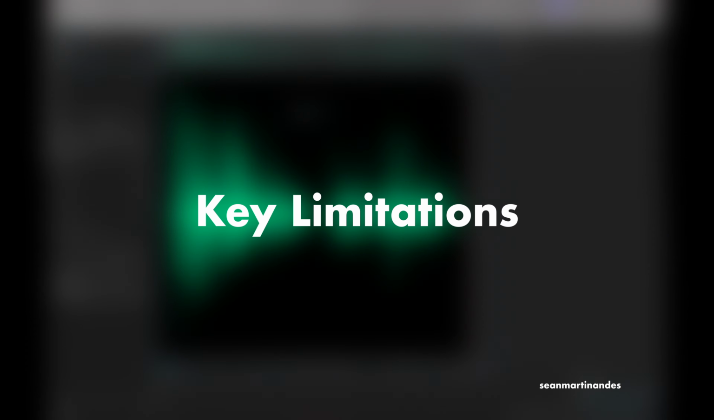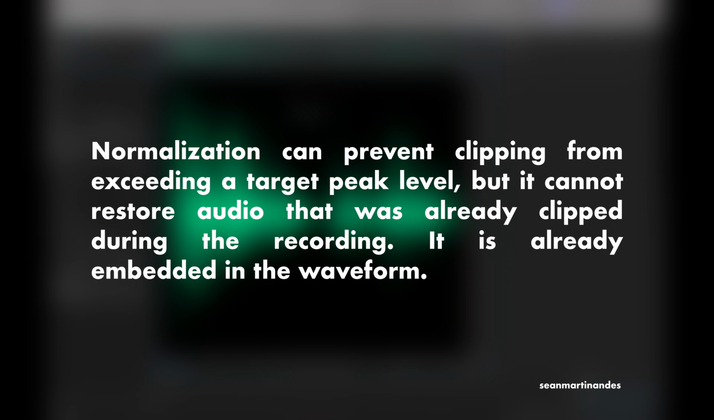Key limitations. While normalization can prevent clipping, normalization cannot repair distortion that already occurred. For example, a microphone clips during recording. Normalization can prevent clipping from exceeding a target peak level, but it cannot restore audio that was already clipped during the recording. It is already embedded in the waveform.